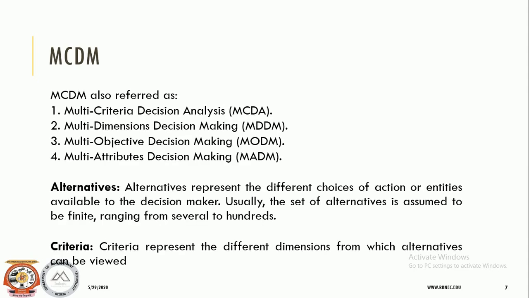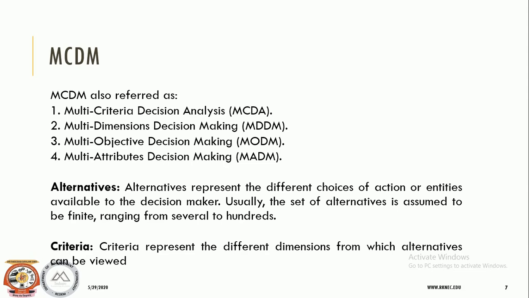Now whenever we talk about MCDM, we have some different synonyms for it. It may be multiple criteria decision analysis, multiple dimension decision analysis, multi objective decision making, multi attribute decision making. So in any case, you call it by any name: MCDA, MDDM, MODM, MADM.